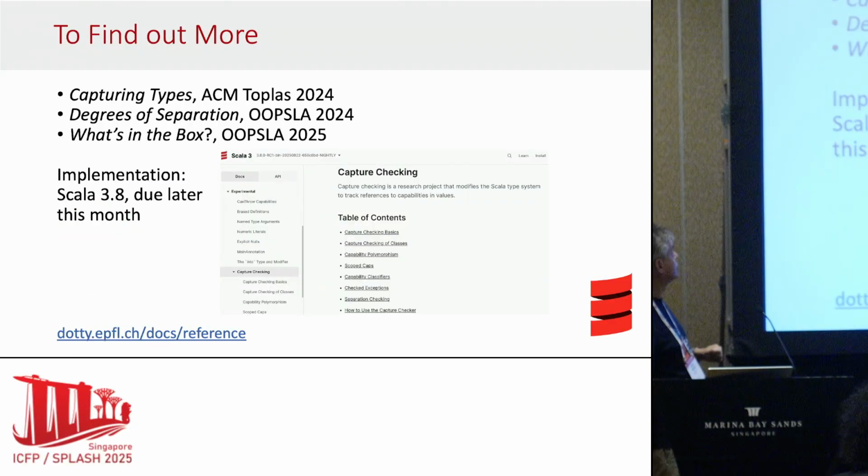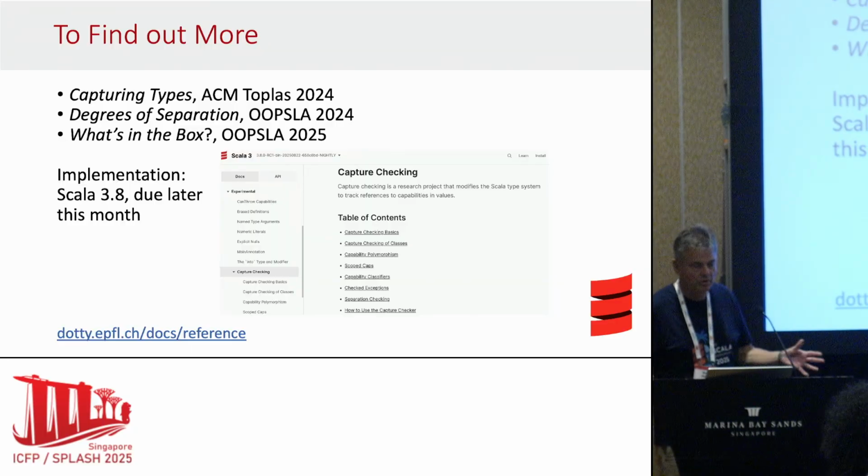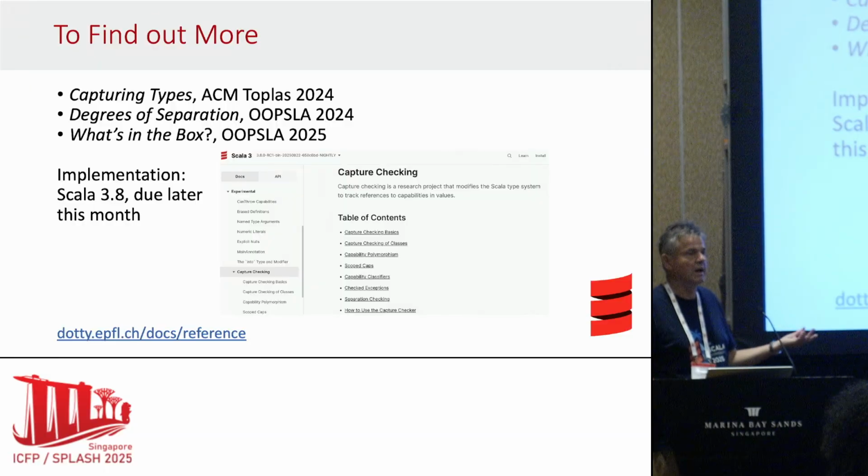So to find out more, there's a paper in ACM TOPLAS 2024, which is the foundational paper on this. It's called Capturing Types. There was a paper at OOPSLA about our first steps into separation, which is not what you've seen. That was like a preliminary thing. And there's a paper at this OOPSLA on What's in the Box, about essentially the current calculus that underlies our system. And there's an implementation in 3.8, which is due later this month. If you look at the Dotty EPFL docs reference, you already get the documentation of the current nightly versions, and that's probably the best place to start if you want to play with it. Thank you.